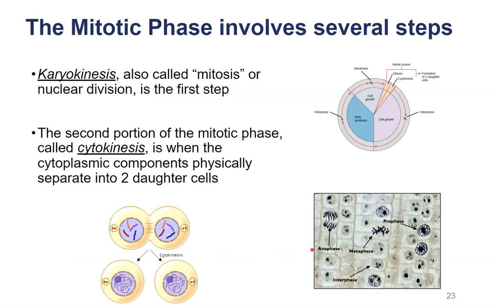All right, the mitotic phase involves several steps. So we're going to go over each of the mitotic steps in the next several slides. So mitosis is sometimes referred to as karyokinesis or nuclear division. And this is what mitosis is. We're really just dividing the nucleus. Cytokinesis is when the rest of the cell divides. So when the cytoplasm divides and the organelles inside are divvied up into the two new daughter cells. That's cytokinesis.